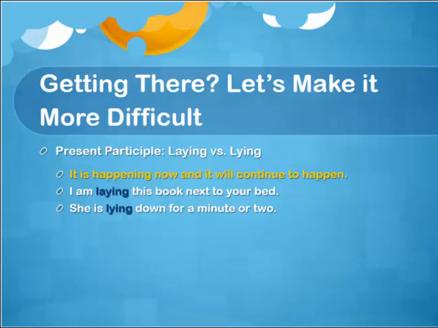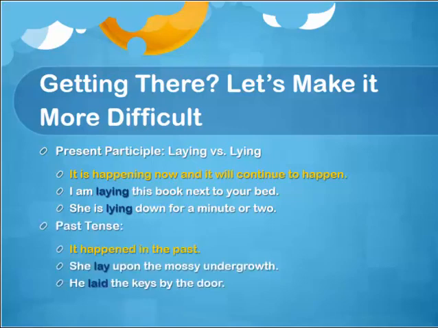Another way to look at this is when we look at the past tense. And like we said before, this is where things get really confusing. So: she lay upon the mossy undergrowth. Here, it's the past tense of lie, which means that she is reclining on the mossy undergrowth. And of course, when we look at the past tense of lay, we're going to use laid. So: he laid the keys by the door.